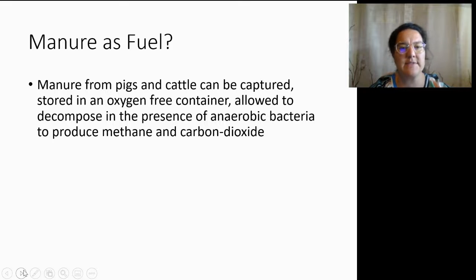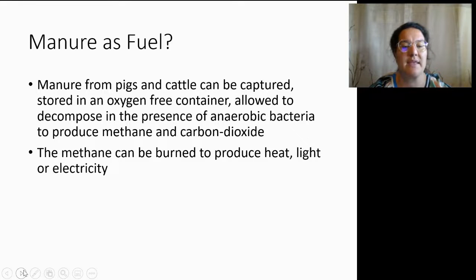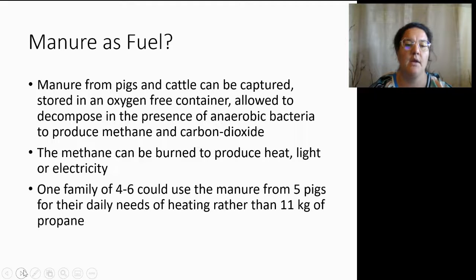Manure from pigs and cattle can be captured and stored in an oxygen-free container, allowing it to decompose in the presence of anaerobic bacteria, and this produces methane and carbon dioxide. The methane can then be burned to produce heat, light, or electricity. One family of 4 to 6 individuals could use the manure from 5 pigs for their daily heating needs, rather than 11 kilograms of propane.